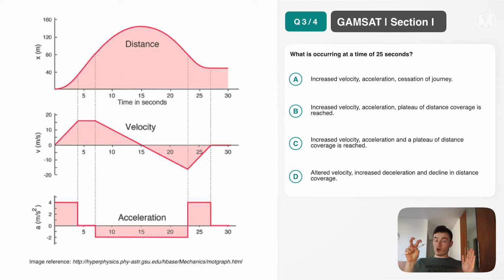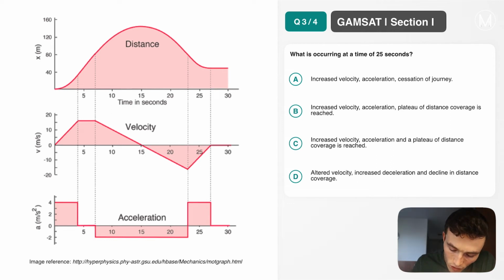But I'm actually increasing my velocity, even though I'm slowing down, because of the direction I've chosen as positive and negative. So that is where the positive-negative relationship does become important. So I am increasing my velocity. I am also, at 25 seconds, accelerating. We know that. We can see that here.